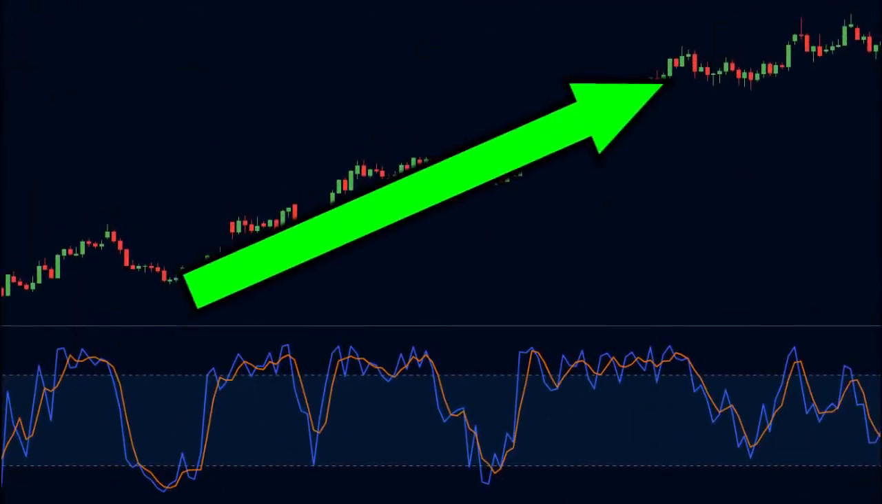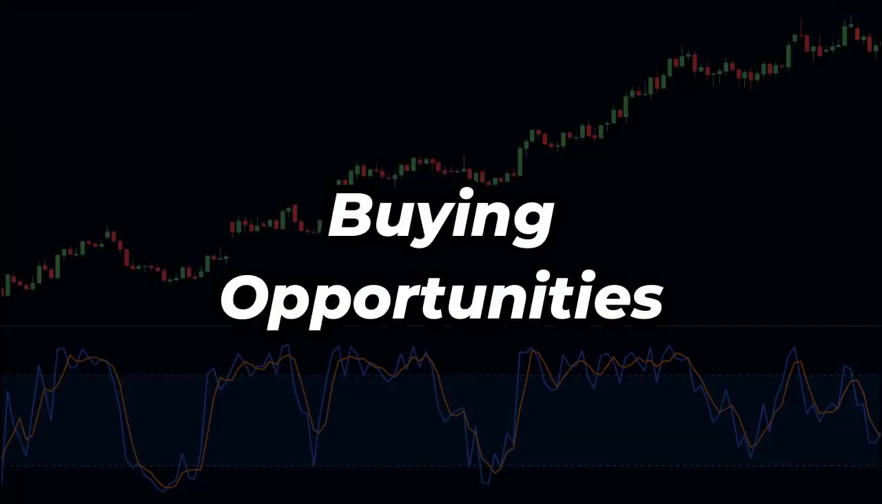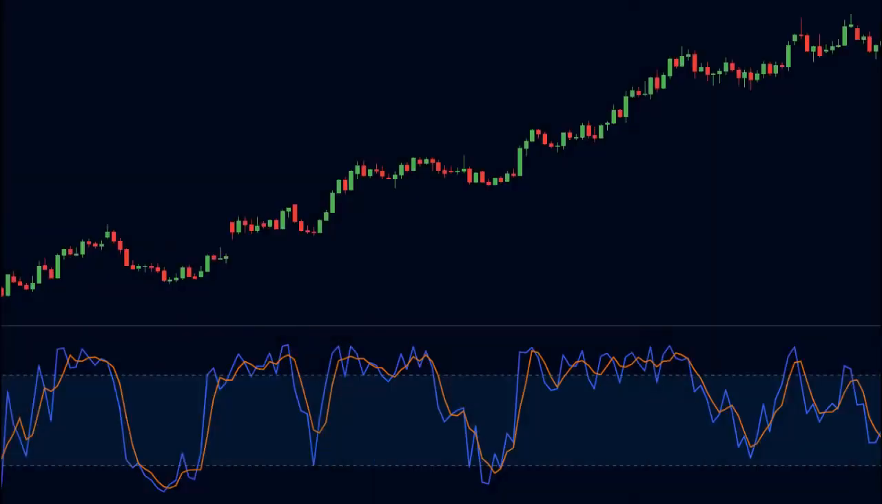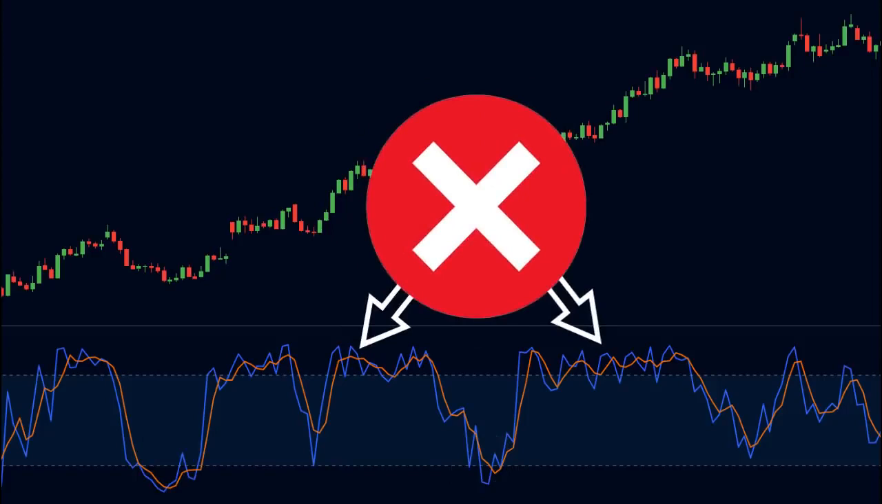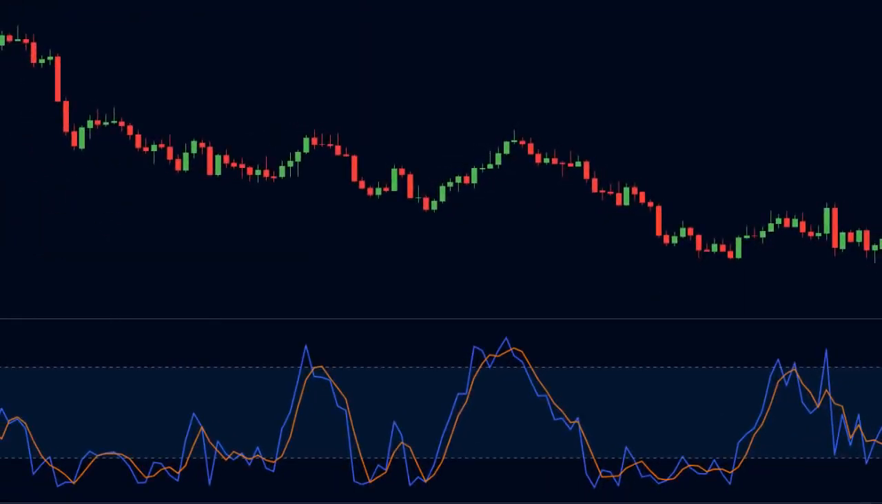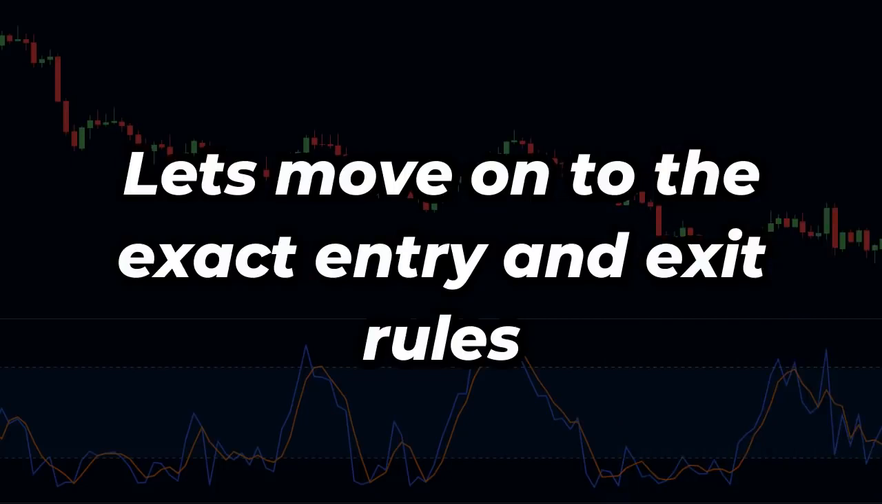So if the price is in an uptrend, we will only be looking for buying opportunities. And these buying opportunities will occur when the stochastic goes below 20. In an uptrend, we will avoid the overbought signals at all times. Similarly, in a downtrend, we will look for selling opportunities when the stochastic goes overbought above 80. We will ignore oversold signals at all times in a downtrend. Now that we have understood the basic premise of our strategy, let's move on to the exact entry and exit rules.